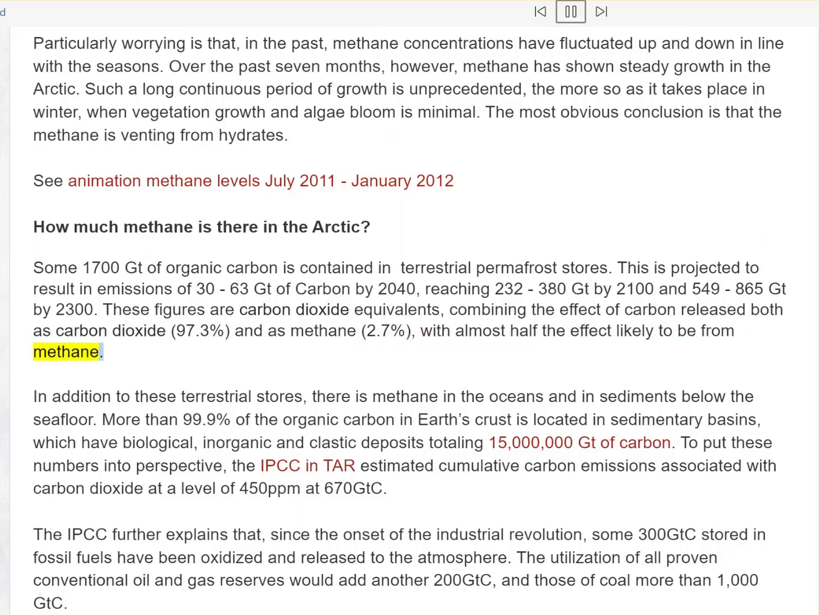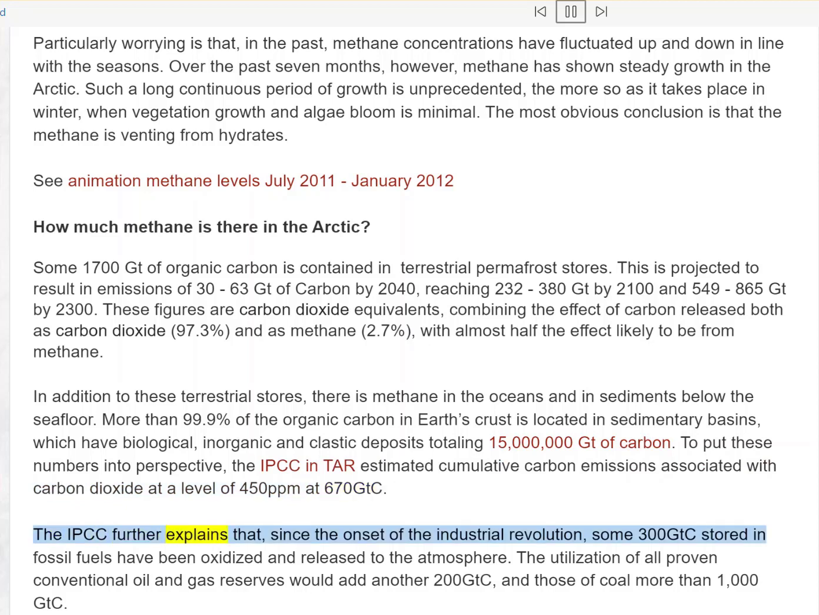In addition to these terrestrial stores, there is methane in the oceans and in sediments below the seafloor. More than 99.9% of the organic carbon in Earth's crust is located in sedimentary basins, which have biological, inorganic and clastic deposits totaling 15 million GT of carbon. To put these numbers into perspective, the IPCC TAR estimated cumulative carbon emissions associated with carbon dioxide at a level of 450 ppm at 670 GTC.